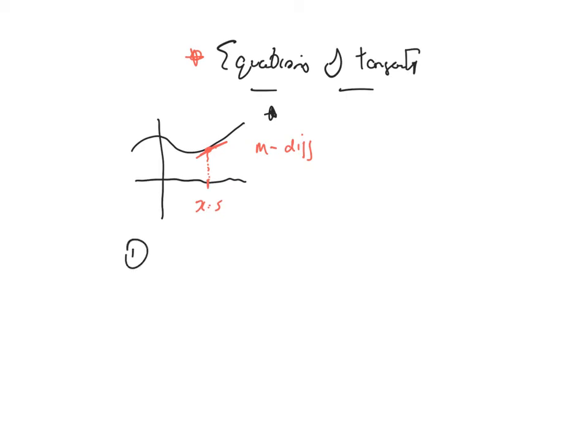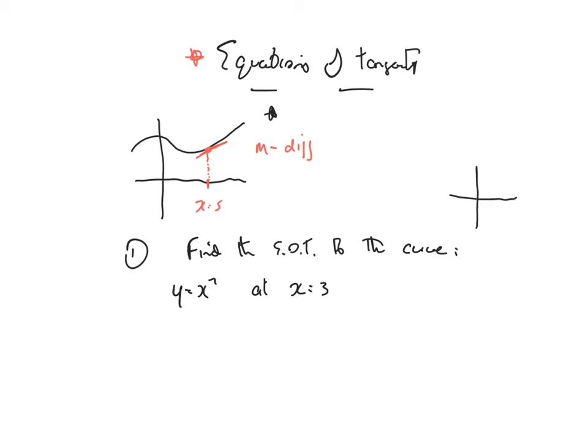So example 1, find the equation of the tangent to the curve y equals x squared at x equals 3. Okay, so let's just have a think about what we're doing here. Right, so there is the curve y equals x squared. We'll change it to function notation for just now. Okay, so f of x equals x squared.